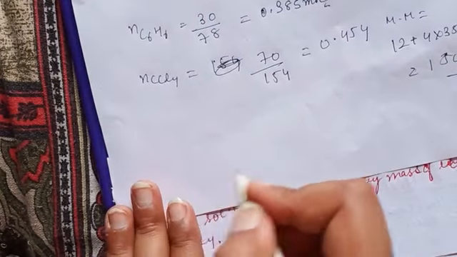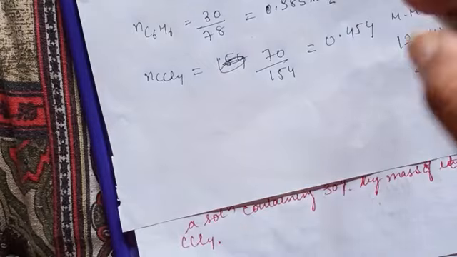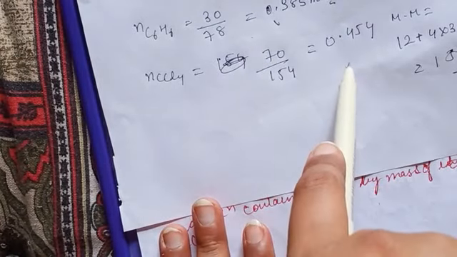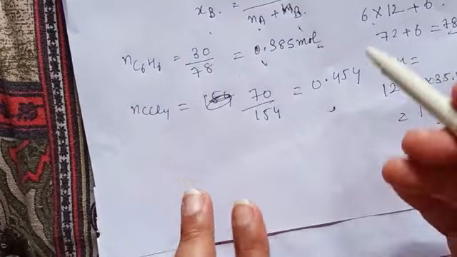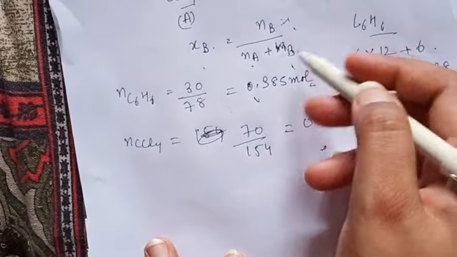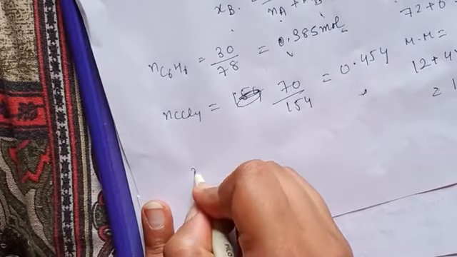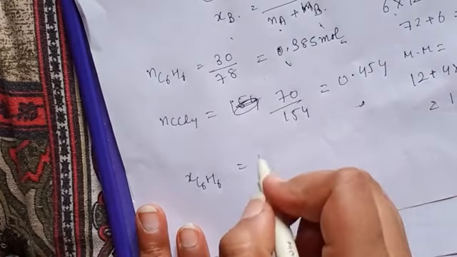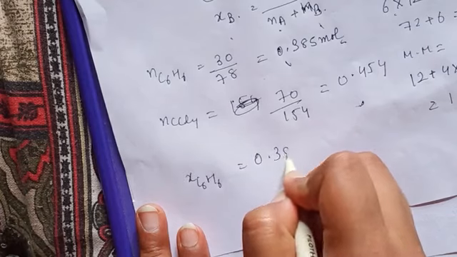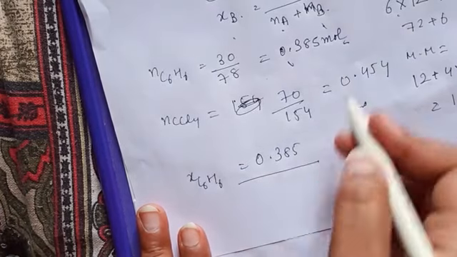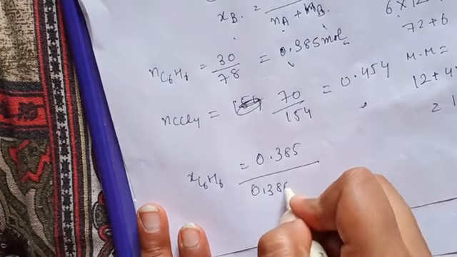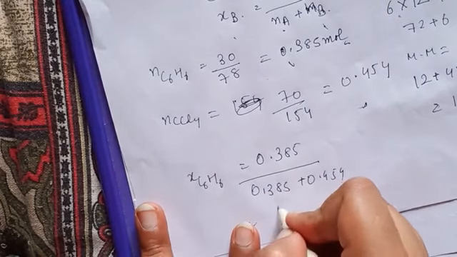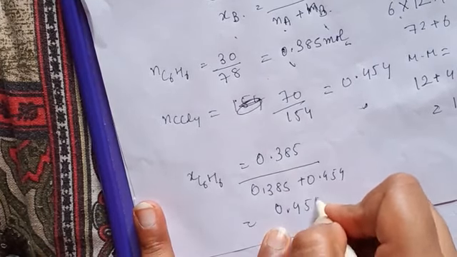So we have found out the number of moles of benzene as well as the number of moles of carbon tetrachloride. Now we'll easily find out the mole fraction of the C6H6, that means our B component. Number of moles of B was 0.385. Now both the moles we have to add, 0.385 plus 0.454, and after solving that comes out to be 0.459.